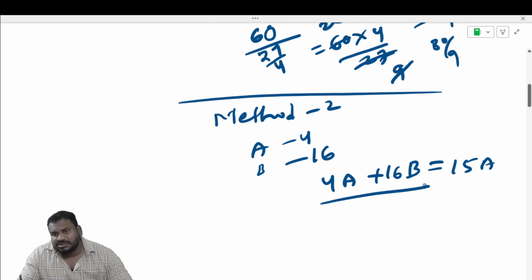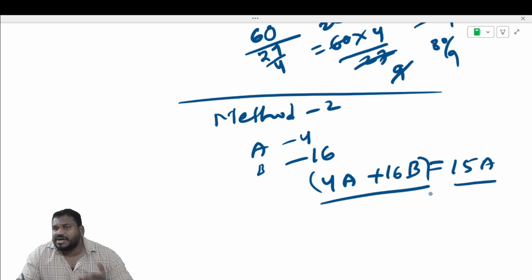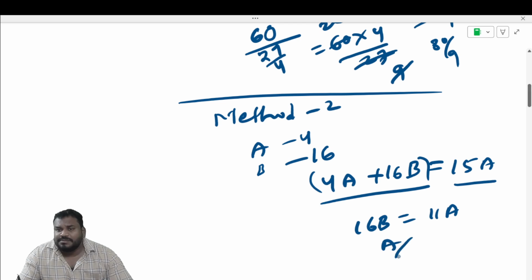So this is also total work and this is also total work, but we can equate the total works, right? In one case, 4A plus 16B is equivalent to total work. In the other case, 15A is equivalent to total work. So I'm just equating it to find the ratio. So now 16B equals 11A. So from this, A by B equals 16 by 11.